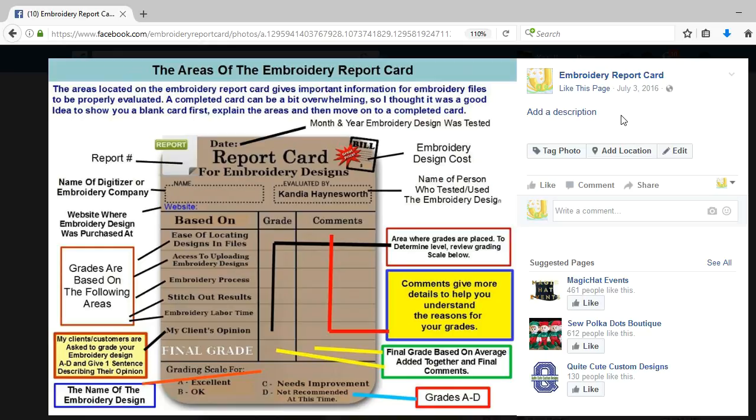So B's aren't always bad. You know, I don't want people to think that B's are bad. It just means that there was a little area that needs to be fixed. Now a C means that this was something huge that needed improved, and you need to fix it like ASAP.